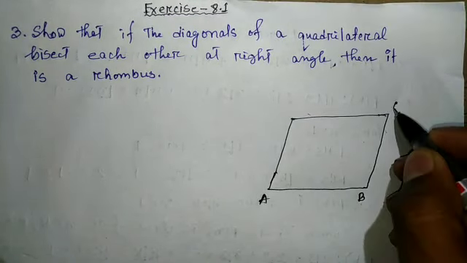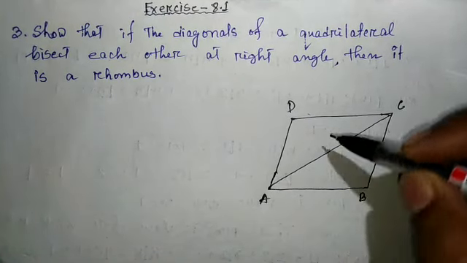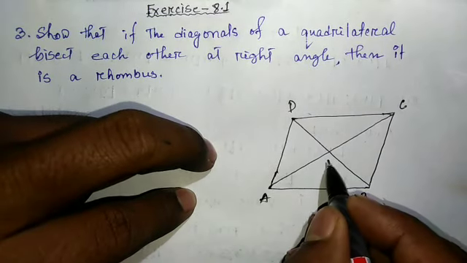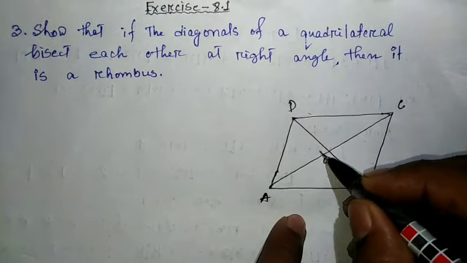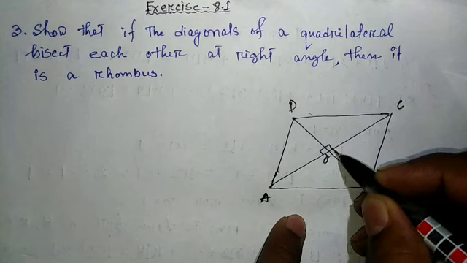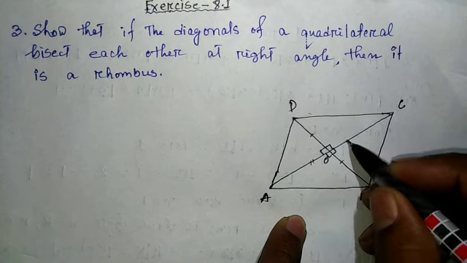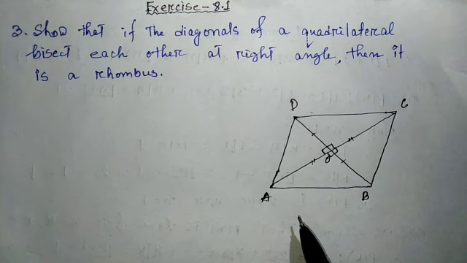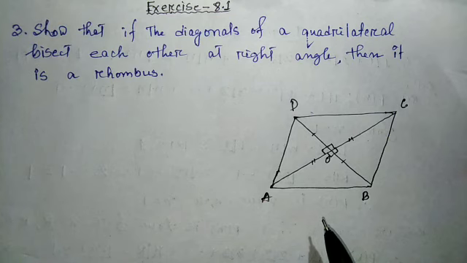ABCD is a quadrilateral and its diagonals are AC and BD, which intersect at O, and it is already said in the question that they produce a 90-degree angle, a right angle here, and they bisect each other also. These two sides are equal and these two sides are equal, so we need to prove that ABCD is a rhombus. What is a rhombus? A rhombus is a parallelogram where all the sides are equal.